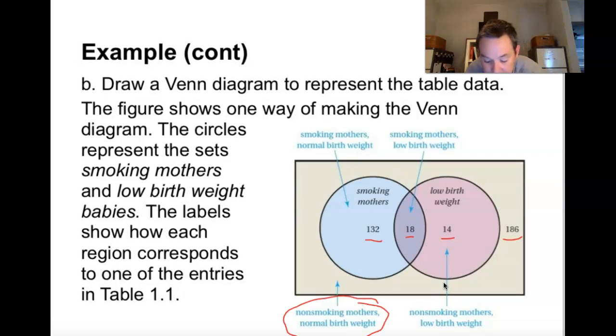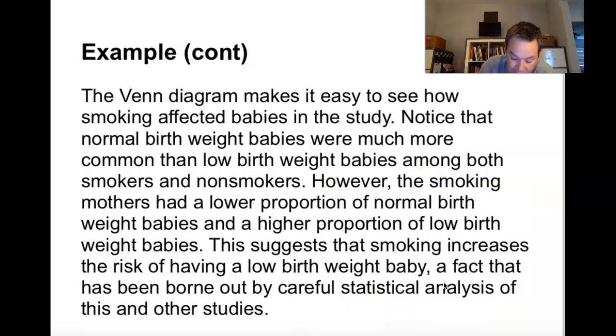And like I said, you could have set this up differently. You could have looked at values of non-smoking mothers and normal birth weight. You would have just rearranged where those numbers fell within the Venn diagram. But there are multiple ways to communicate the same information.